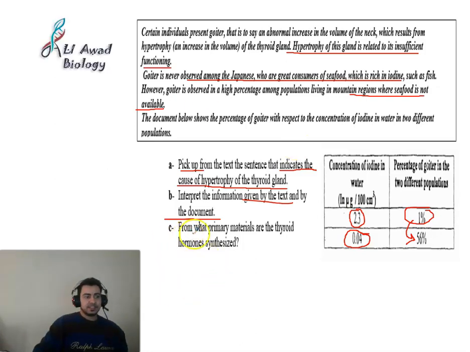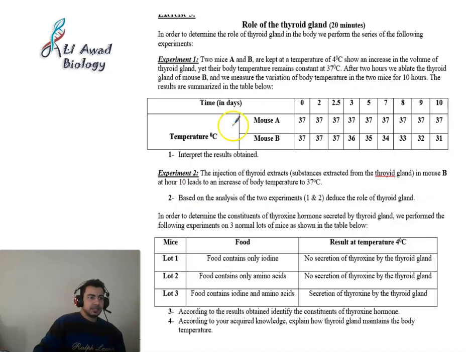The third question: from what primary materials are thyroid hormones synthesized? From iodine and amino acids. Let's move to the next question.